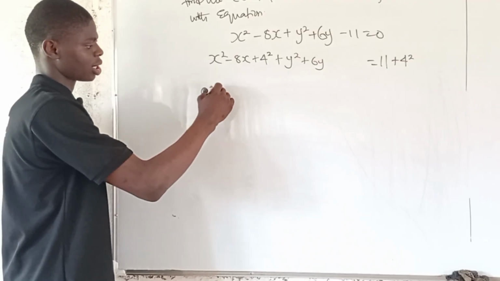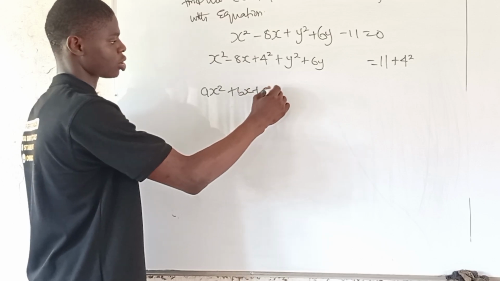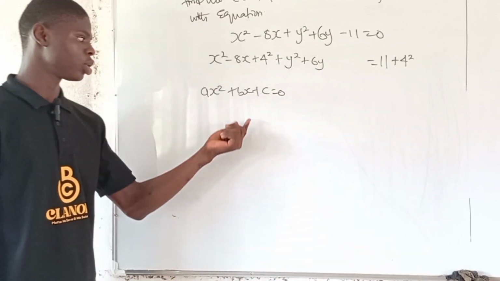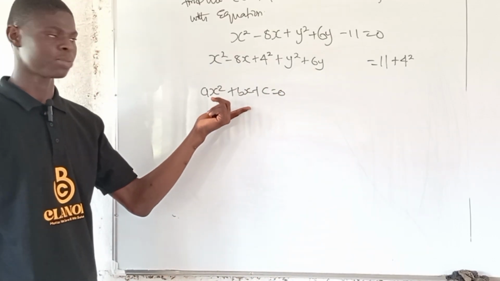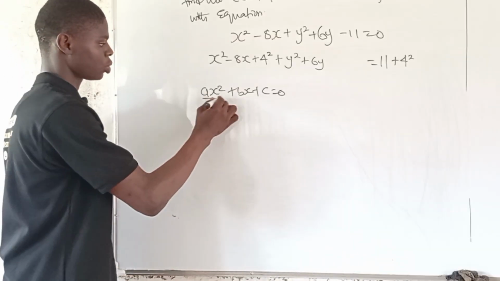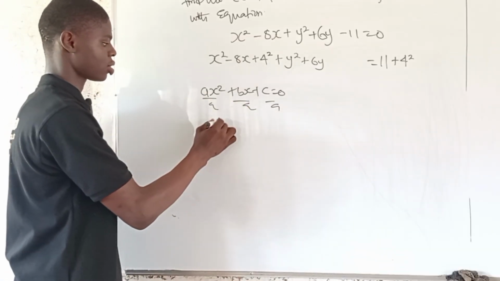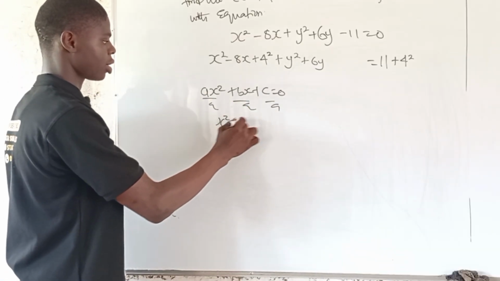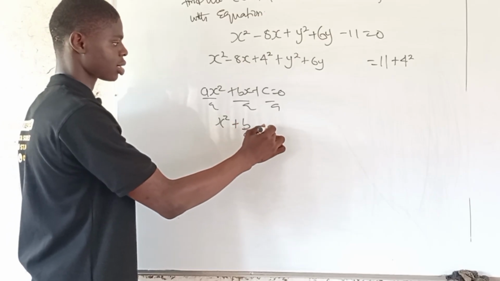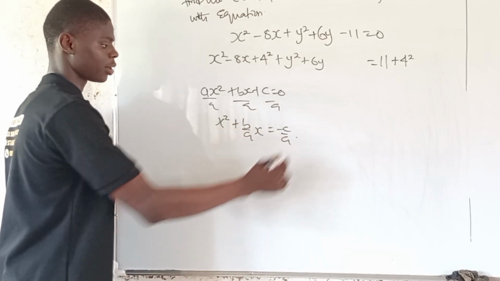The general formula for a quadratic equation is ax squared plus bx plus c equals 0. And you all know you can derive your quadratic formula from this. So going through, you divide all through by the coefficient. So you have x squared plus b over a x equals negative c over a.